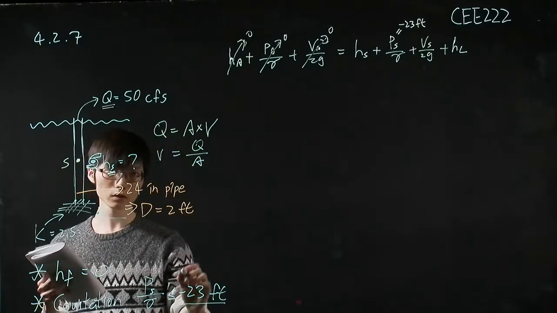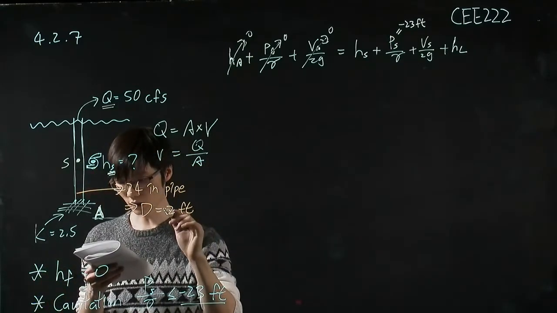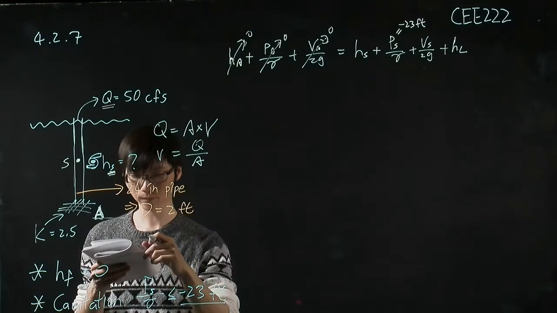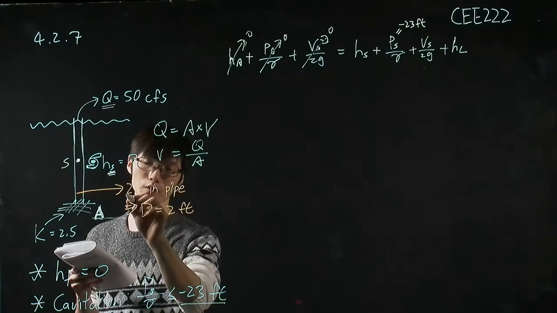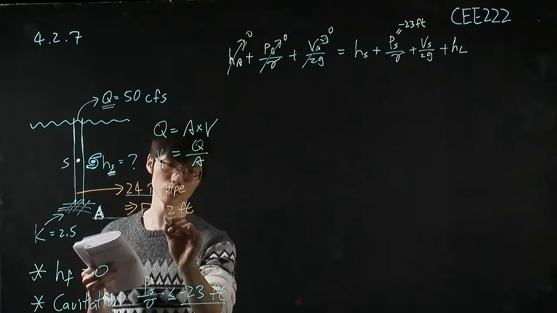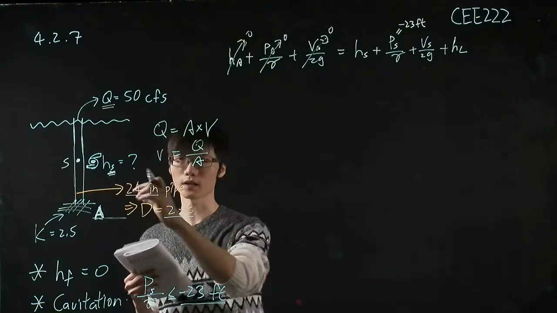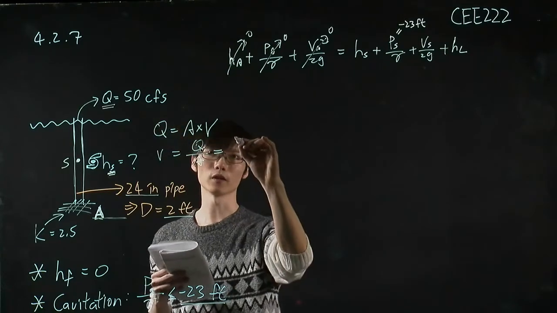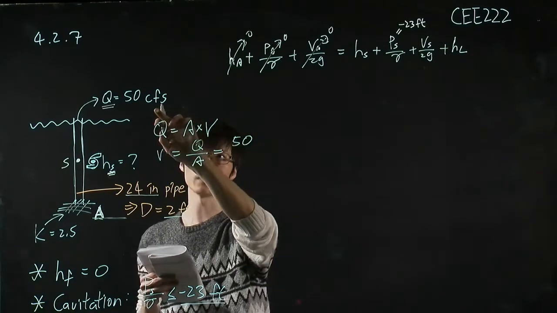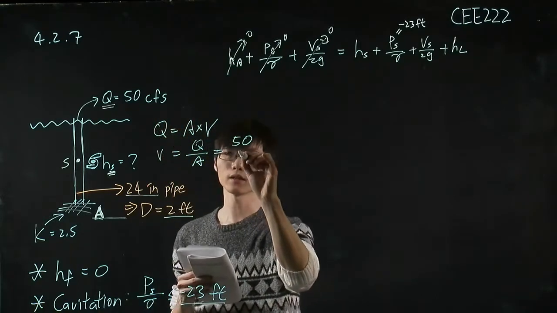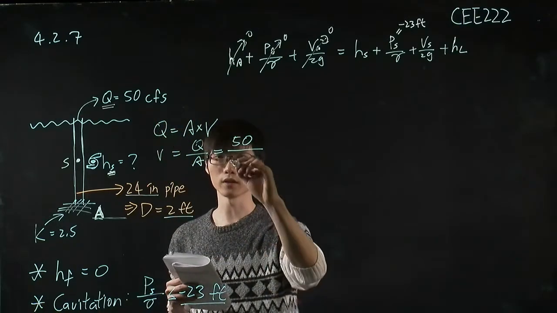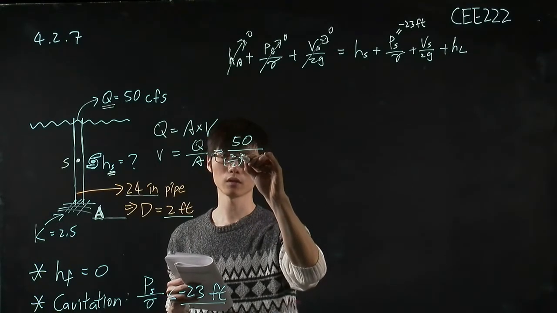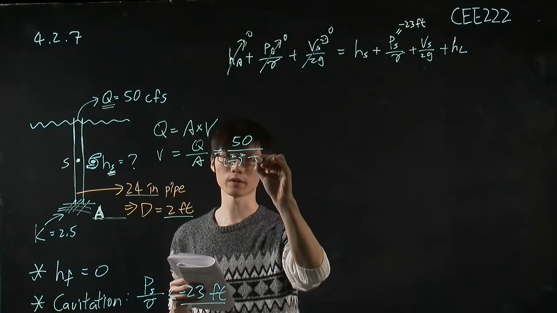And we already know that this pipe has a diameter equal to 24 inches, which is equal to 2 feet, and it's a circular pipe. So the area... the flow rate is 50 CFS, cubic feet per second, divided by the area, which is the radius squared times pi.